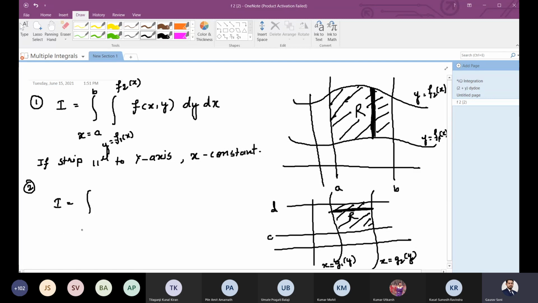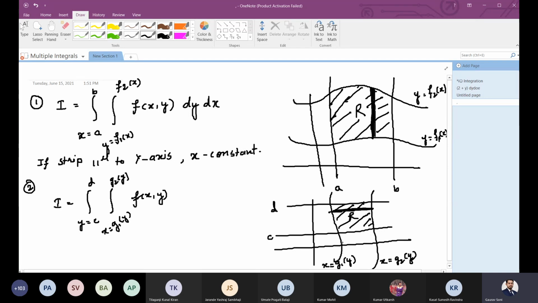So y is running from c to d. Why not d to c? Lower limit to upper limit. Yes, the smaller has to be the lower limit. What about x? g1 of y to g2 of y. Can I take g2 of y to g1 of y? No, sir, the smaller limit to the higher limit, right? Yes, the value of x is smaller on g1 of y.